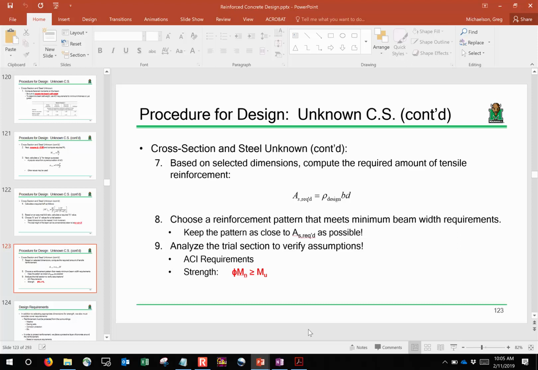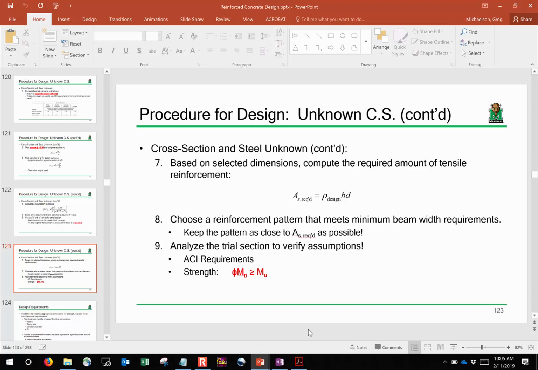We know how big it is, we know how wide it is, we know how deep it is. We know the pattern of reinforcement, but we made a lot of assumptions to get there, so we're going to have to go back and analyze that section, iterate to determine the actual factored moment on the beam and compute its factored resistance and make sure that they're comparable.